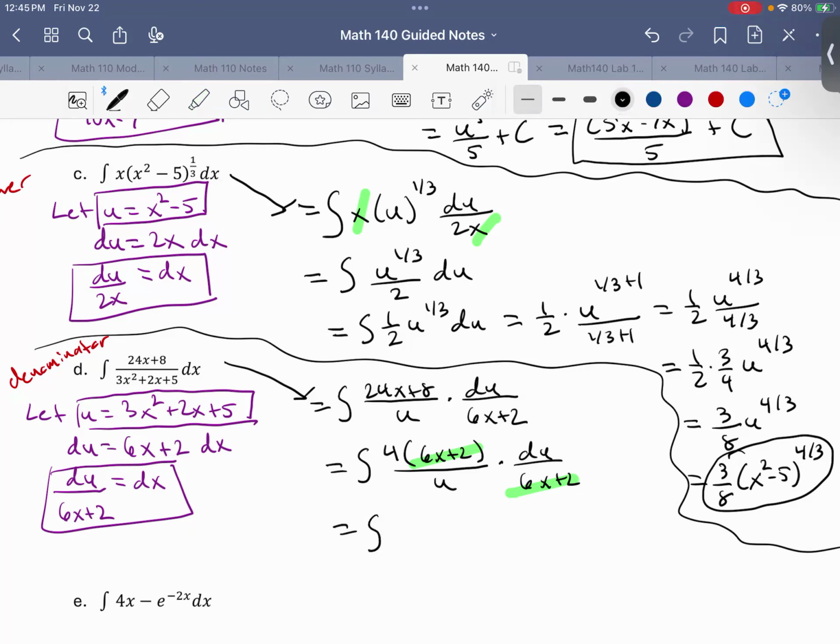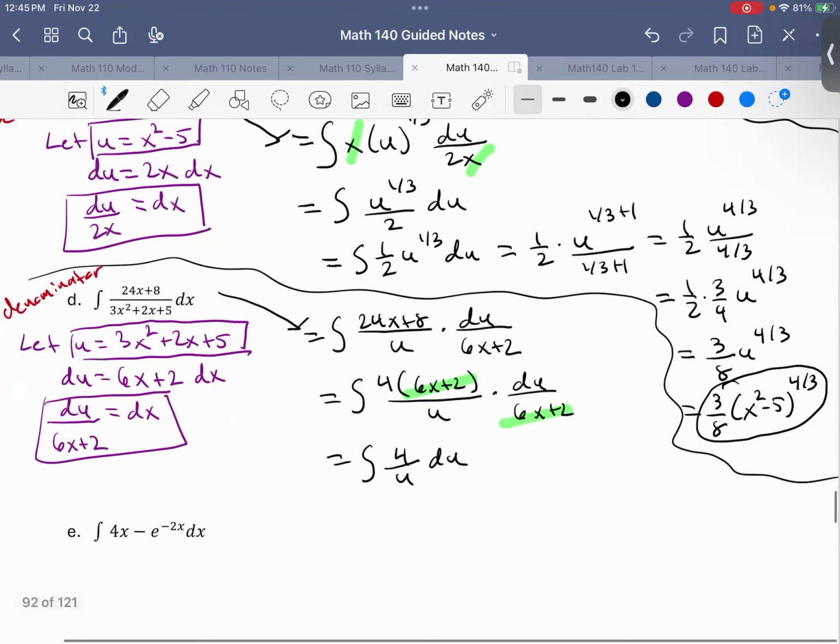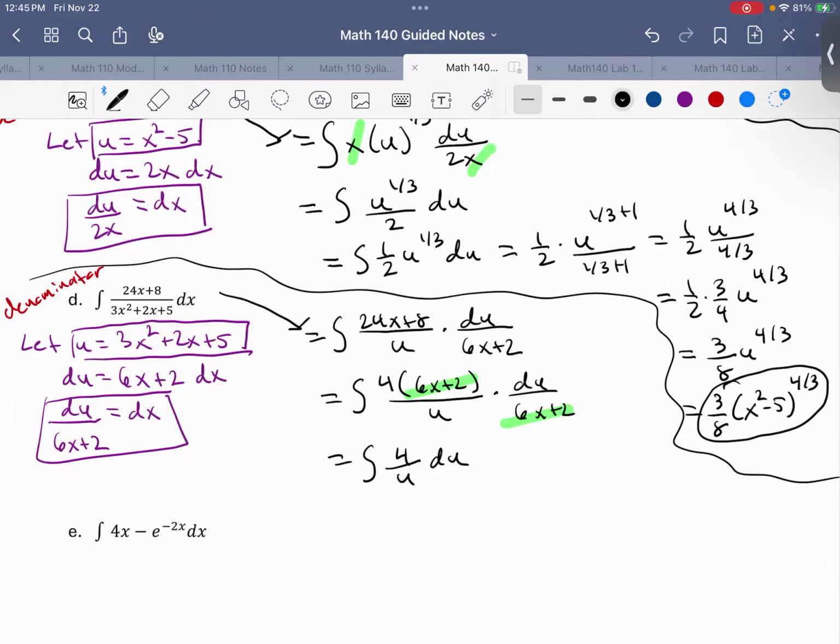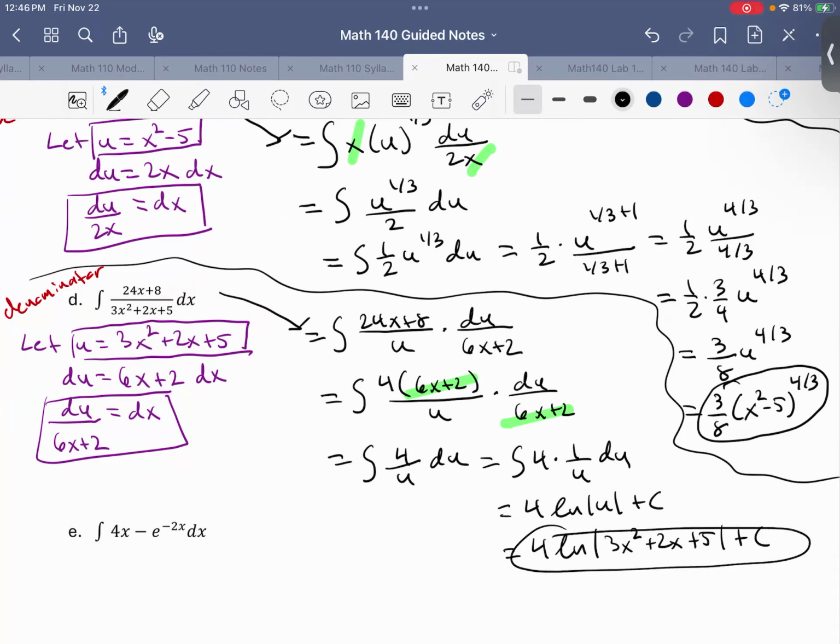And so what I'm left with is the integral of 4 over u du. And to make this a little easier to see the antiderivative, I'm going to move this 4 out in front and have 1 over u du. And the integral of 1 over u is just going to be natural log of u. So this will be 4 natural log of u plus c. And I can just substitute in what u equals, which is 3x squared plus 2x plus 5. And my final answer would be 4 natural log of 3x squared plus 2x plus 5 plus c. And that is my final answer.